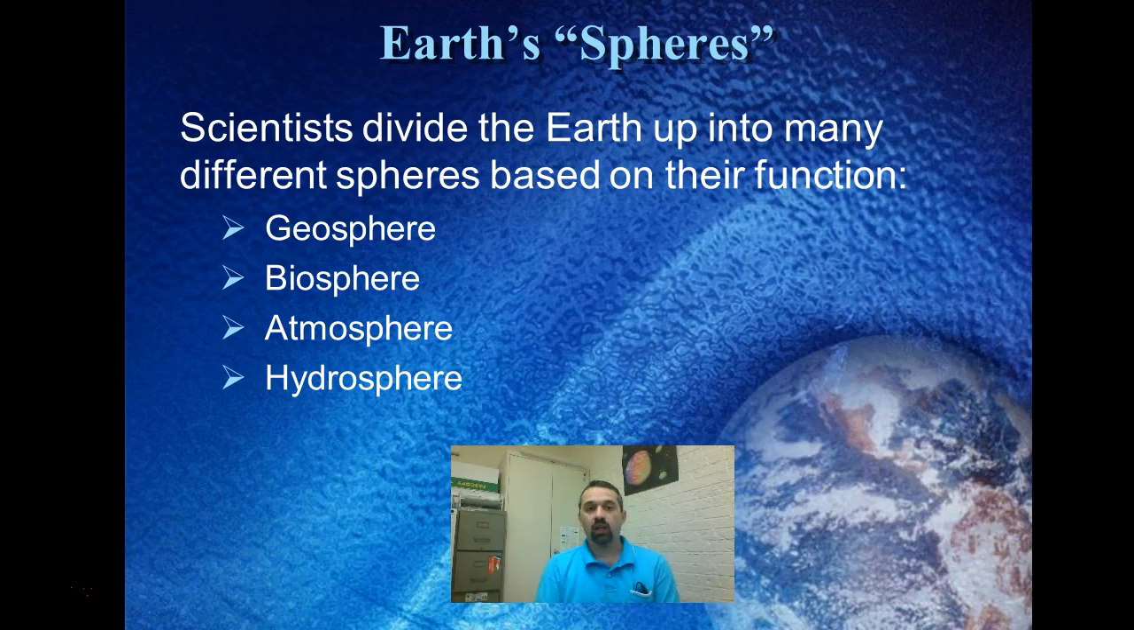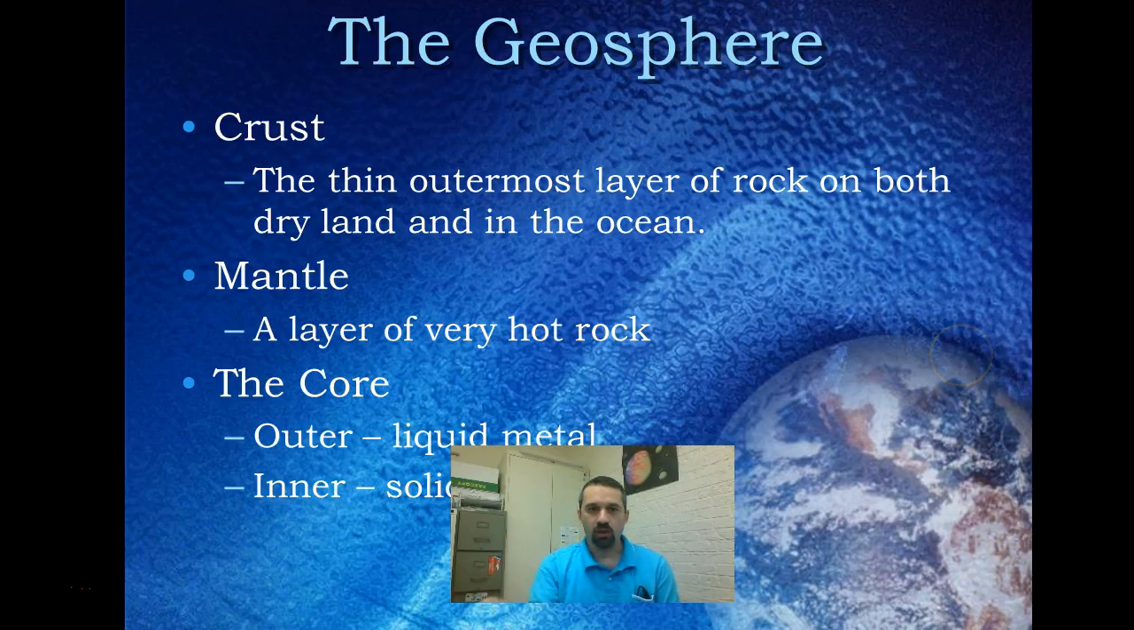Earth spheres. So four main spheres we're going to study: geosphere, biosphere, atmosphere, and hydrosphere. So let's go ahead and get into this. All right, here we go. So the geosphere is broken up into four main layers. They are the crust. The crust is the thin outermost layer of rock on both dry land and underneath the ocean. So even though there's water on top of it, there's still crust underneath. Remember, that's very important.